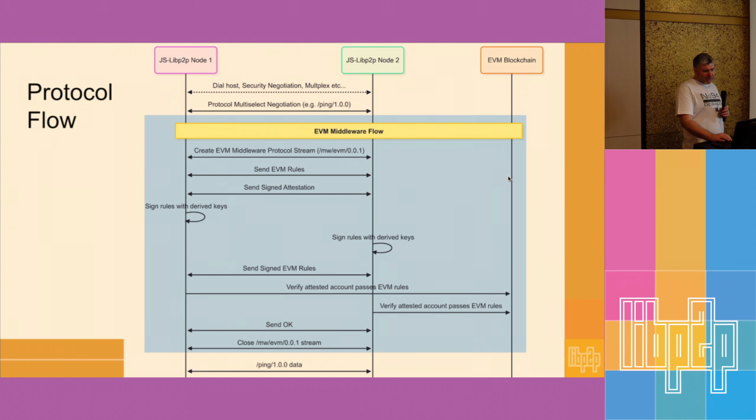After the multistream-select, we run some middleware. In this case, we set up another stream that sends some EVM rules around, sends the signed attestation, derives some keys, sends the signed rules, verifies the rules against the EVM, sends an OK, then we close the stream.